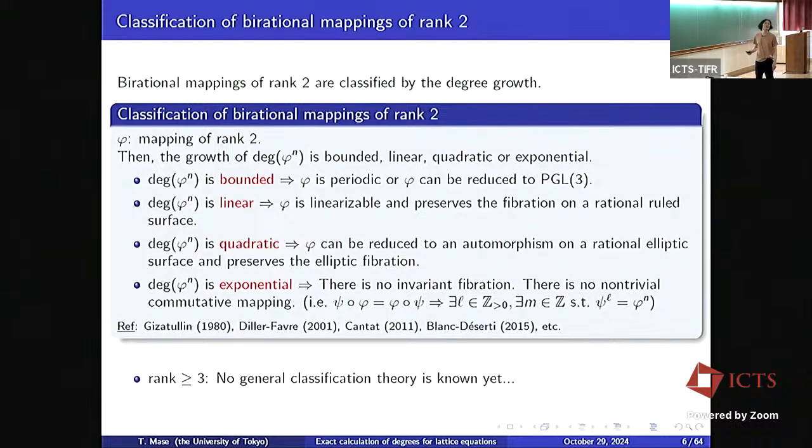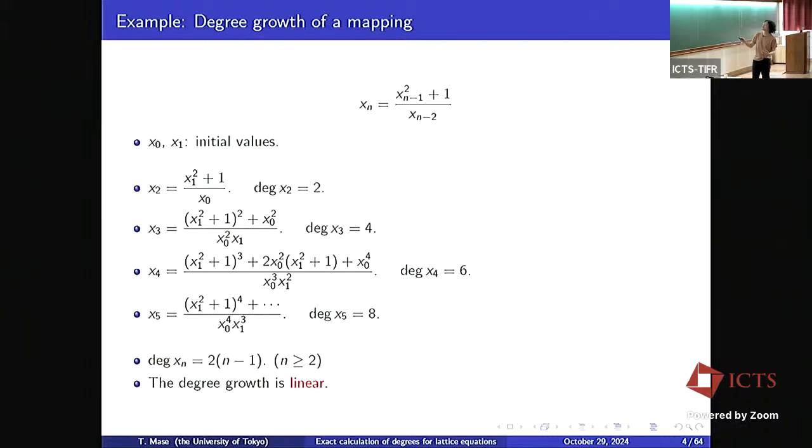Sorry, may I ask another question? Yes. Could you remind me what the definition of a birational mapping of rank 2 is? A birational mapping is a rational mapping with a rational inverse. So, for example, this can be written as a birational map on P2, and the inverse is also rational. That's why this is birational. If you can solve the equation in the opposite direction with a rational function, it's birational.